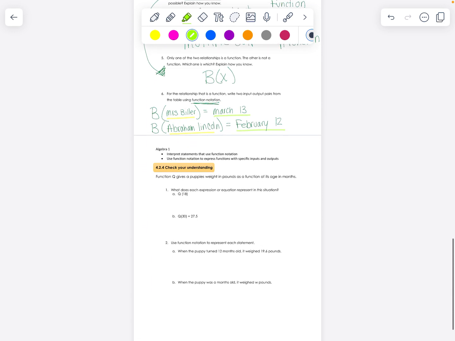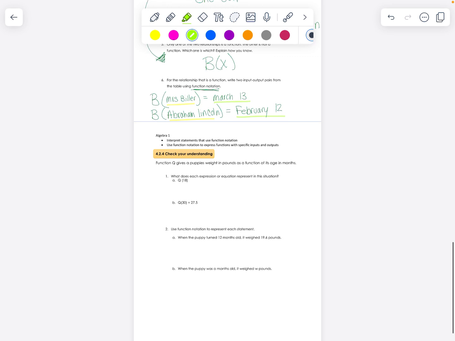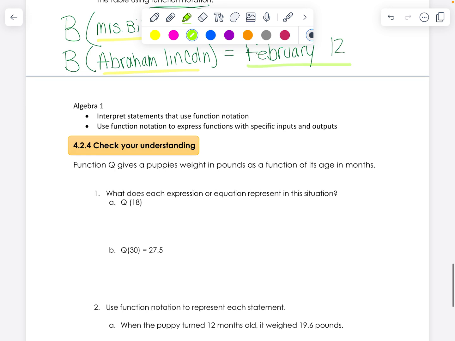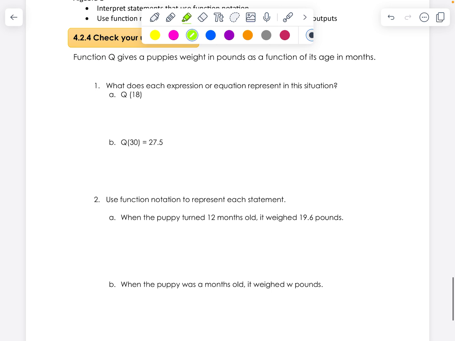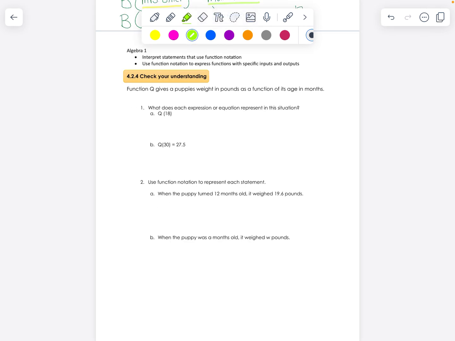Okay, so continue practicing writing and interpreting the function notation with the check your understanding here. Question 1 is write the expression or the equation that represents this situation. So just describe the function notation, okay? And then question 2, you're going to go the other way around. So given a description, can you write the function notation? Let me know if you have any questions.